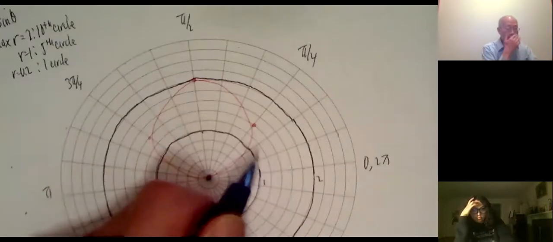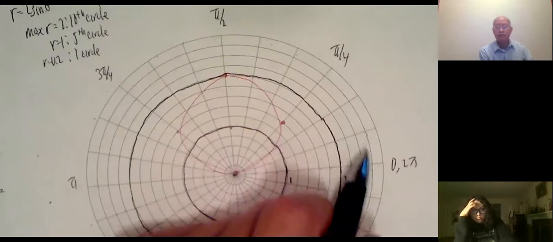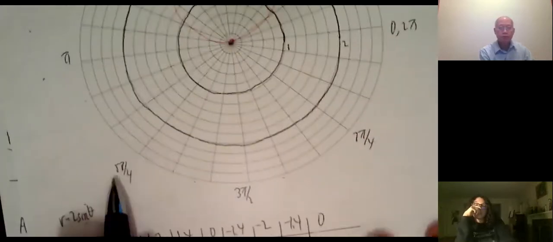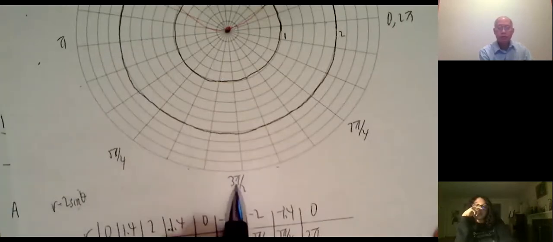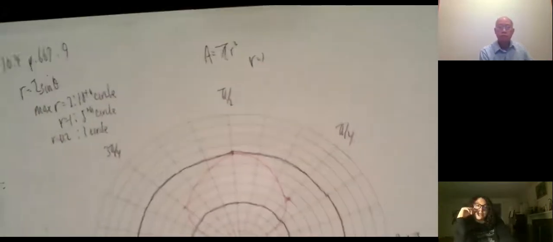All right, and then this one is just a regular theta. There's no 2 theta, 3 theta, 4 theta, or anything like that. So I just do my every 45 degrees. Pi over 4, 2 pi over 4, 3 pi over 4, 4 pi over 4, 5 pi over 4, 6 pi over 4, 7 pi over 4, 8 pi over 4. Okay.